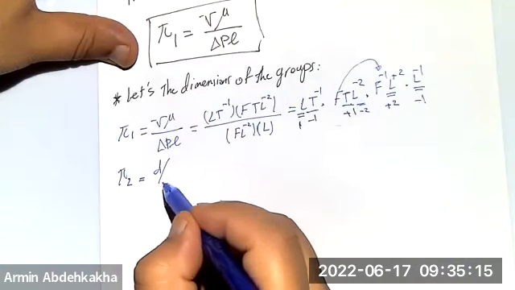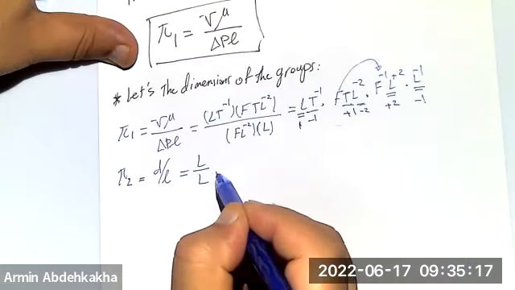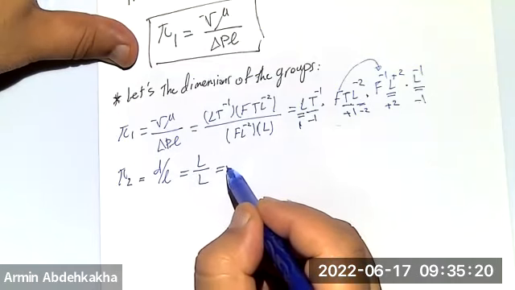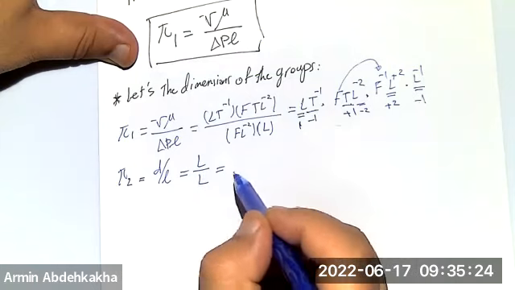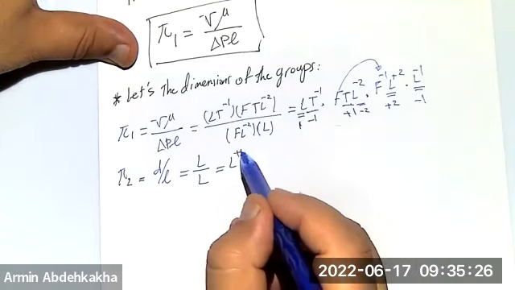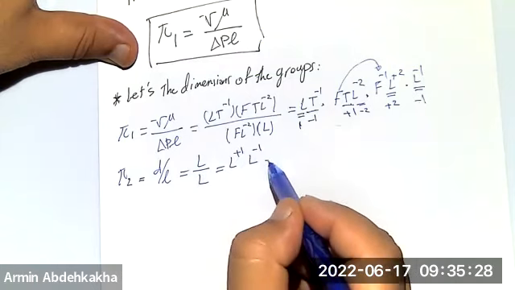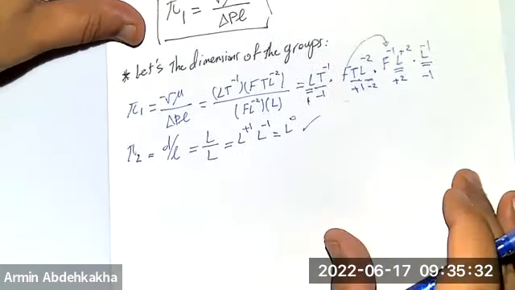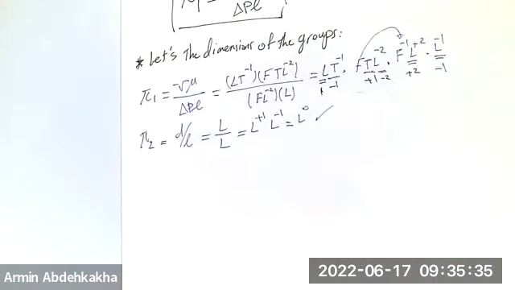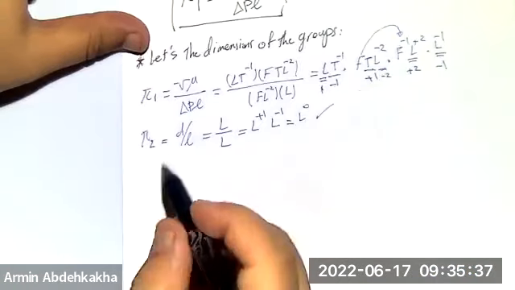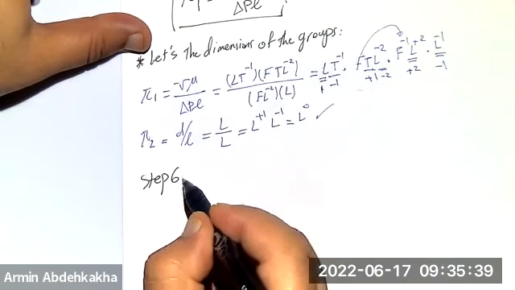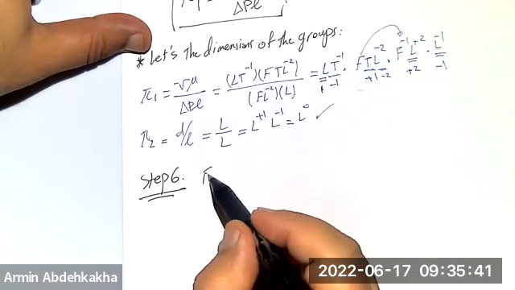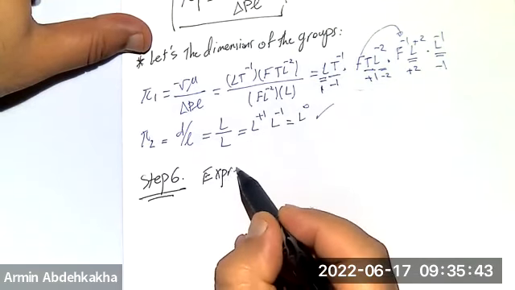Pi 2 is L over L, it's easy. L to the power of 1 times L to the power of minus 1 is going to be L to the power of 0. This is also unitless. The last step and the easiest one, step 6: express the final equation.